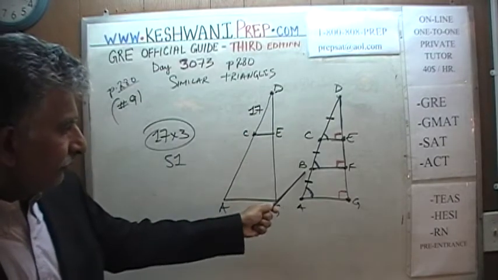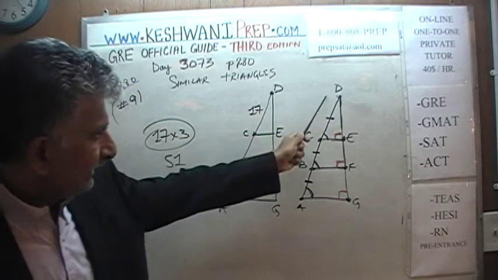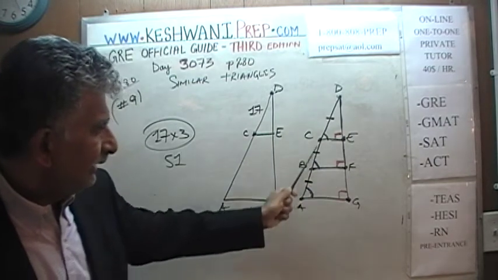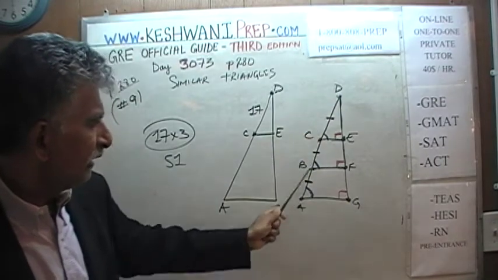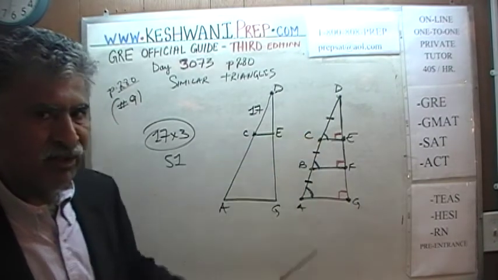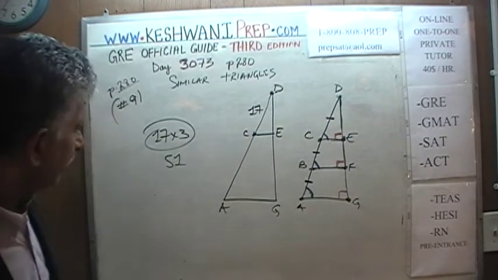What about this guy? It's going to be 2 to 1. You see? For BDF, think of this as 2 inches. From here to here is 2 inches, and from here to here is 3 inches. So the ratio here is 2 to 3 or 3 to 2, depending on how you set it up. Let's begin, shall we?